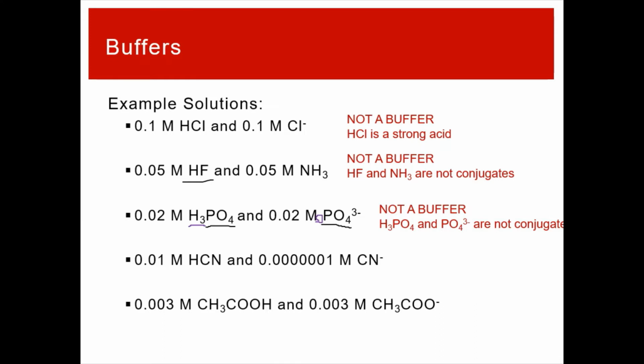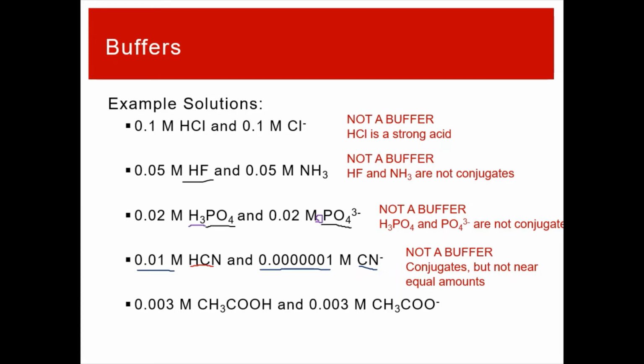Okay, well, 0.01 molar HCN, that's a weak acid, and 0.00000001 molar CN minus. That is a weak base, which is its conjugate. So we've got conjugates now, but these are not near equal amounts. This is a reasonable amount, say 0.01 molar. This is barely any cyanide. So this would basically be what would happen if you had just a solution of HCN.